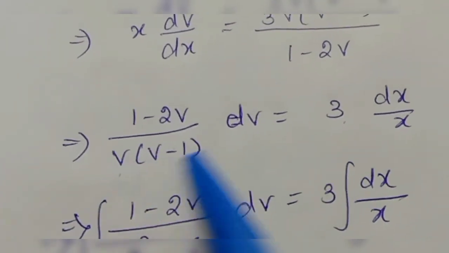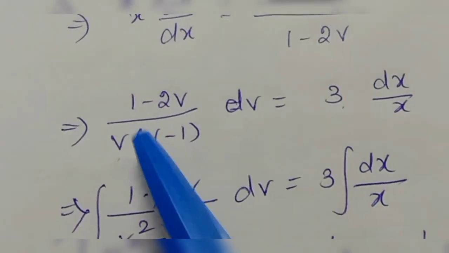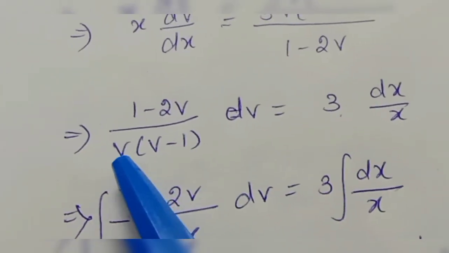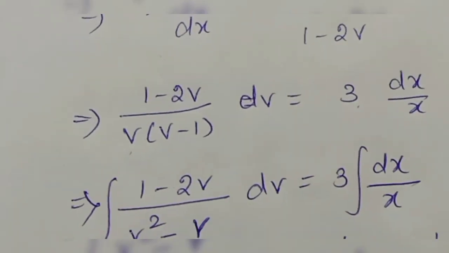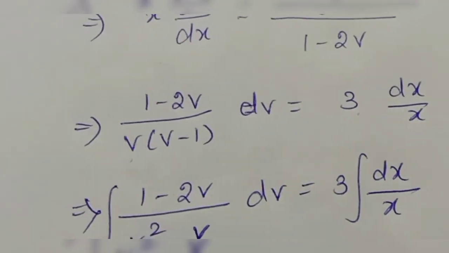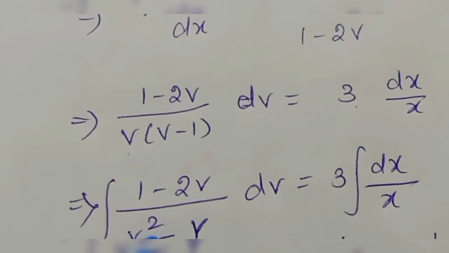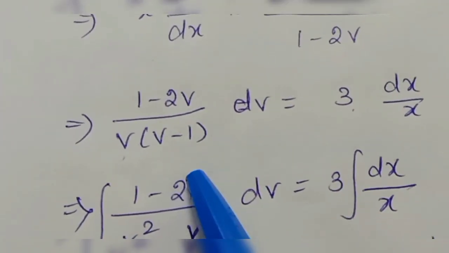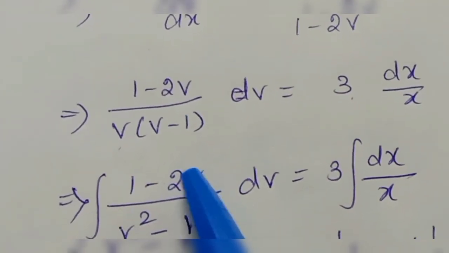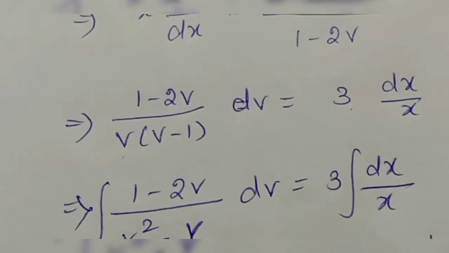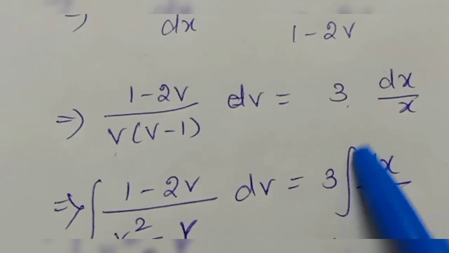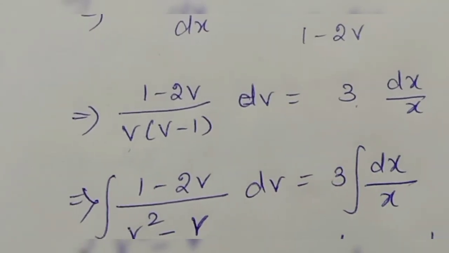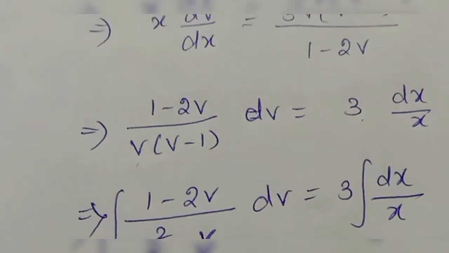For integrating, if this is of this type, it will be easy for me to do the integration. So I am taking this as v square minus 2v. Now look at this denominator, v square minus v. So when you differentiate this, you will get what? 2v minus 1. The same thing is there in the numerator but opposite in sign. So the integration is minus log of the denominator, v square minus v, equal to 3 into integration of 1 by x, which is log x plus log c.